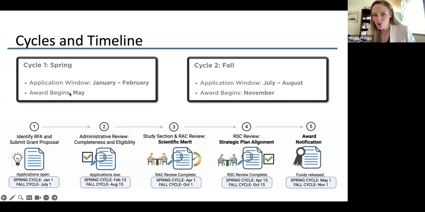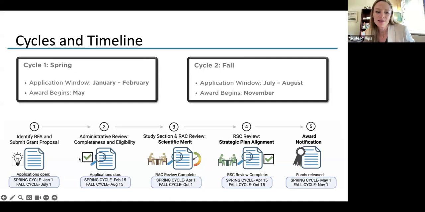We're going to have 2 cycles per year, a spring and a fall. And if you look specifically at the schematic, and this schematic is available on the website we just previewed, the application open date is provided for each cycle. The due date is provided for each cycle. The review completion date for the 2 levels of review, which we'll talk about in a minute, are provided. So you've got your specific timeline of dates for each cycle running along the bottom of this schematic.